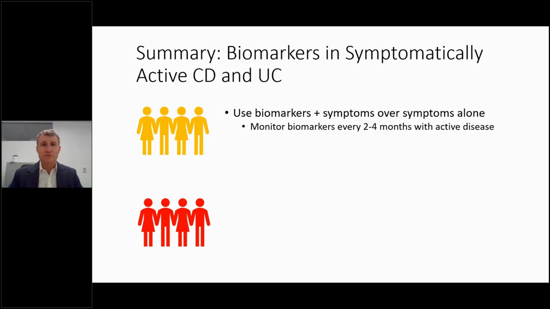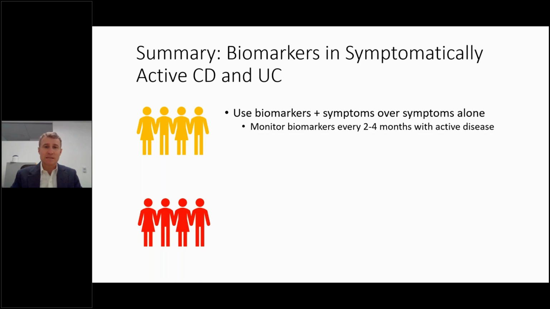Now we're going to switch gears from remission into symptomatically active inflammatory bowel disease, both Crohn's disease and ulcerative colitis. And what the AGA guidelines recommend for both disease states is that they recommend using biomarkers and symptoms over symptoms alone, very similar to those in remission.